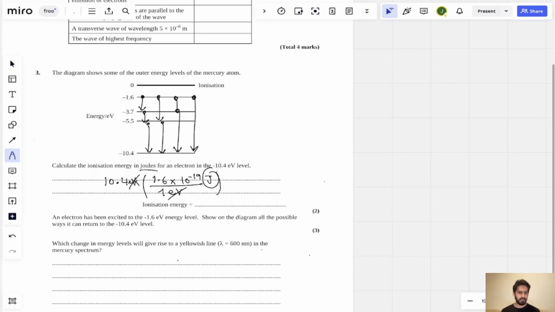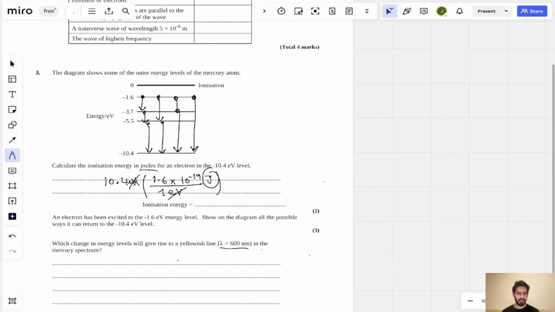The last question is, which change in energy level will give rise to a yellowish line for which the wavelength is 600 nanometers in the Mercury spectrum? So the question they are asking us exactly is that for which de-excitation the electron will emit a photon that will have a wavelength of 600 nanometers.